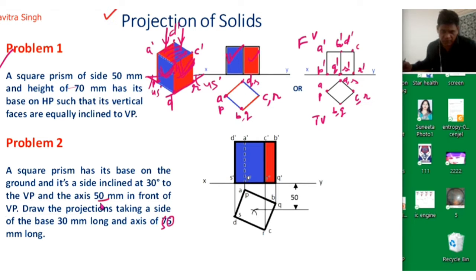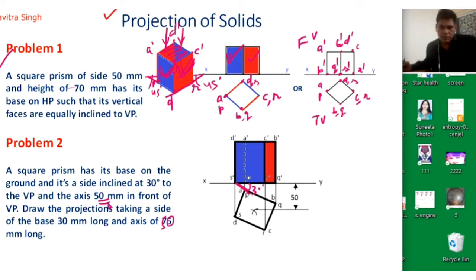Okay, axis is 50 mm. Clear? So now only one difference is there between problem first and second. In case of the first problem, the side of this prism is equally inclined with the vertical plane. So actually this angle is 45, means this is also 45 degree. But in the second problem, this side is inclined 30 degree with the vertical plane.